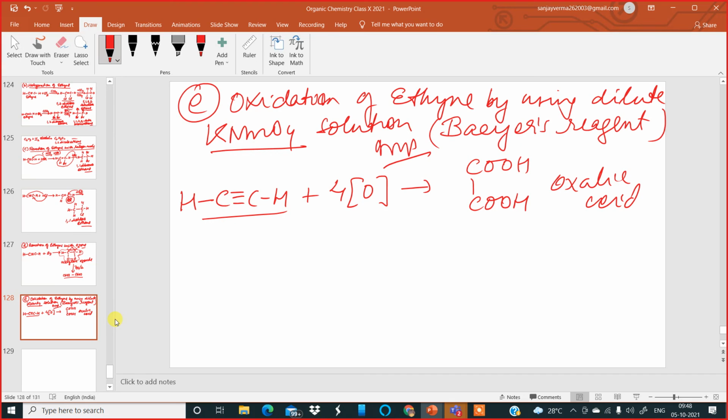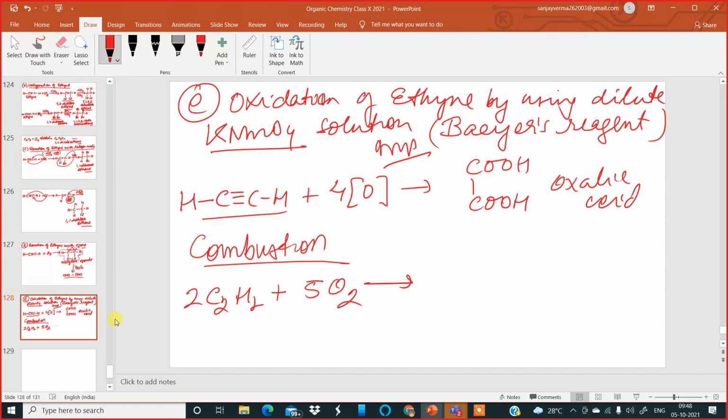Now, otherwise, if you don't use Baeyer's reagent, you can simply burn ethyne, which is called combustion. Ethyne is a hydrocarbon, so combustion of ethyne will always result in the formation of carbon dioxide and water vapor. Here, ethyne C2H2 plus 5 molecules of oxygen gives carbon dioxide and water vapor, with a lot of heat energy given out, an exothermic reaction.